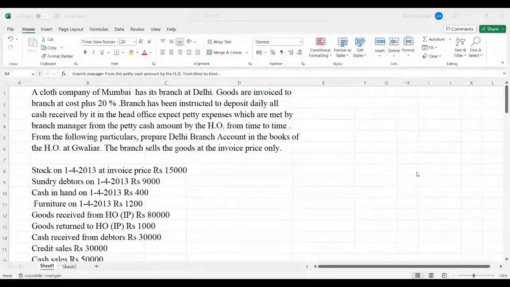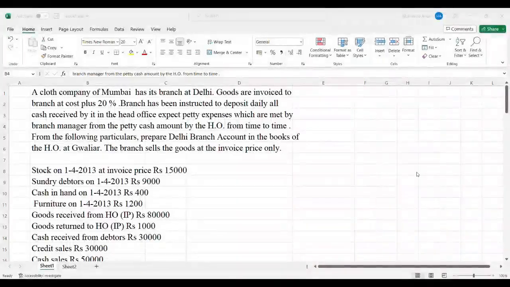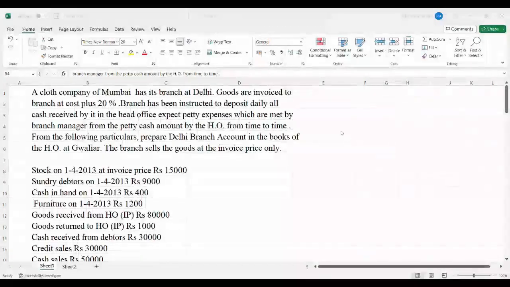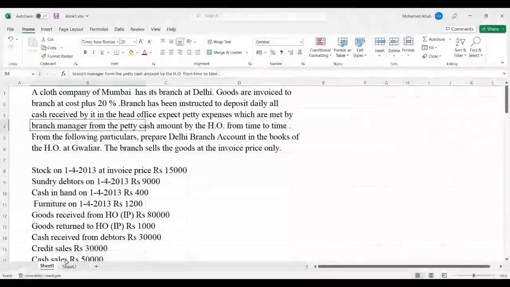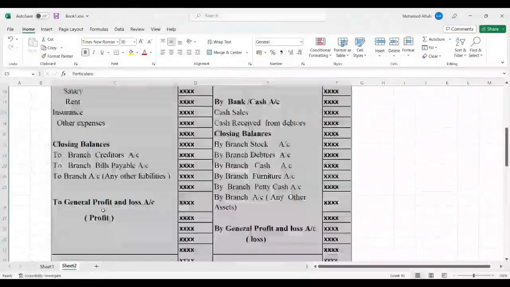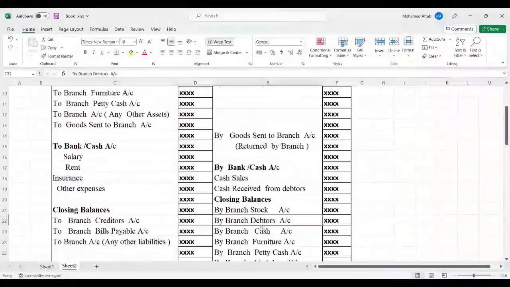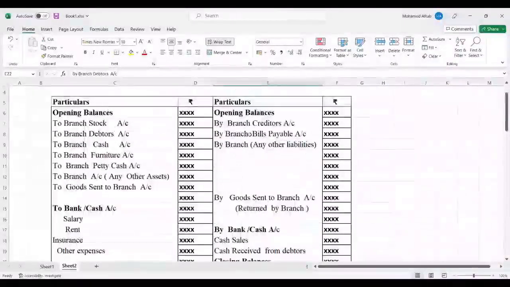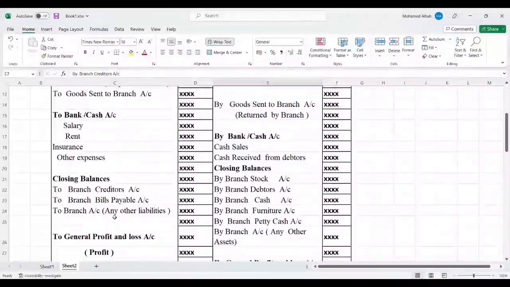So under section C, 12 marks they can ask. Before solving the problem, let us discuss briefly the format. See, branch account format, debit side, it is opening balances, that is opening assets. Credit side, closing assets. This is the first entry. Next, second entry, credit side, opening liabilities, that is creditors, bills payable, and closing liabilities will come debit side.